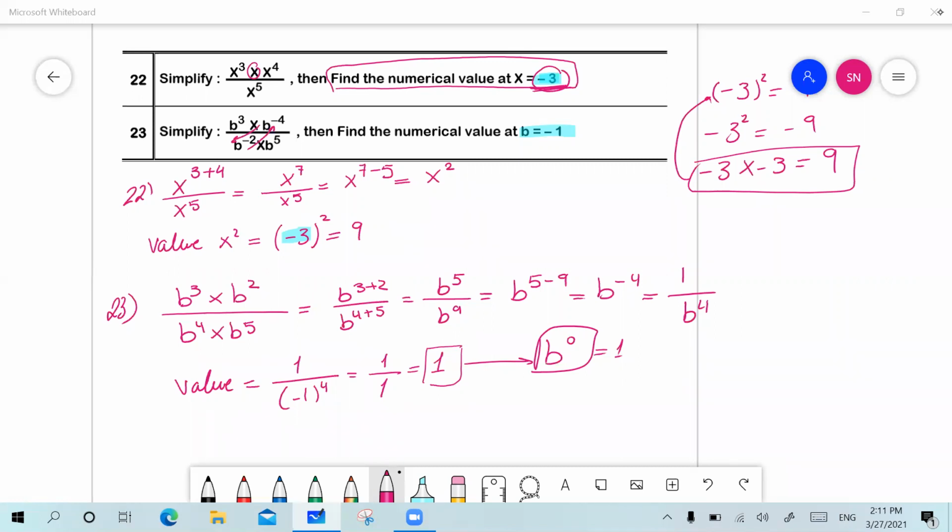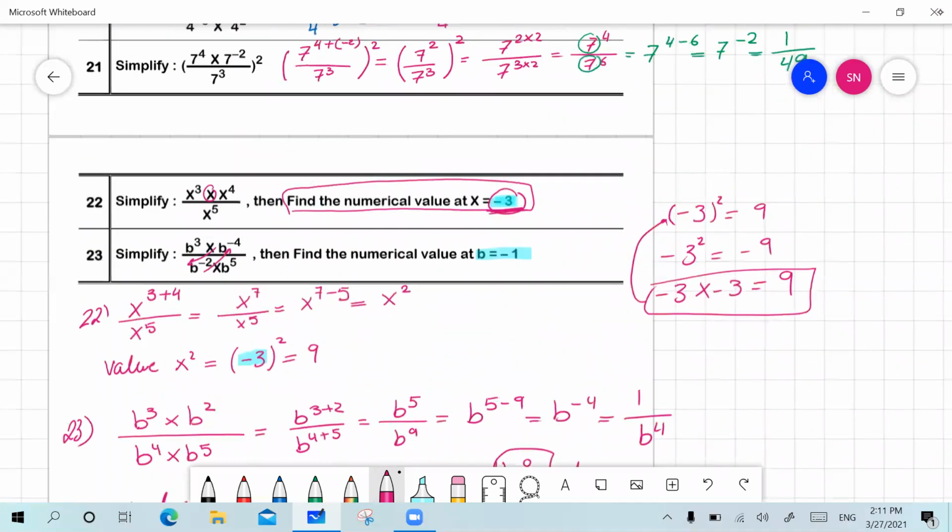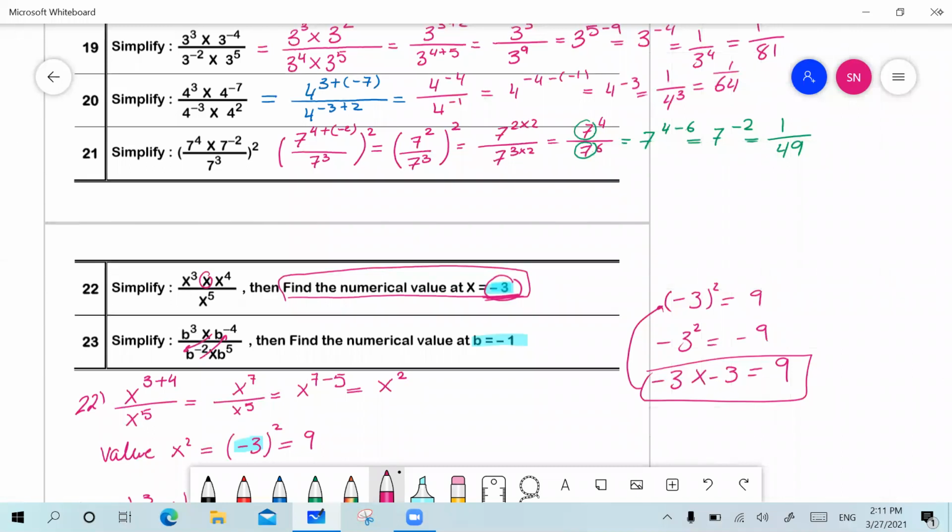حد عنده any question يا ولاد؟ رودينا. Yes, miss. I don't really understand the process of number 21. 21. Yes. طيب خليكي معايا بصي بقى.